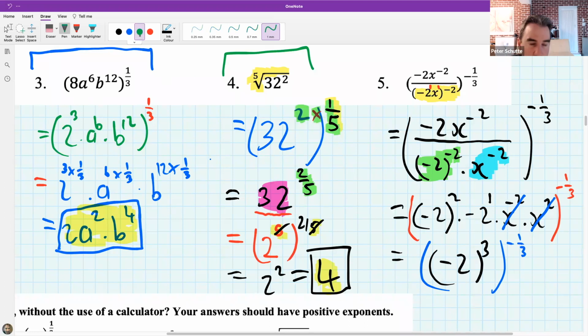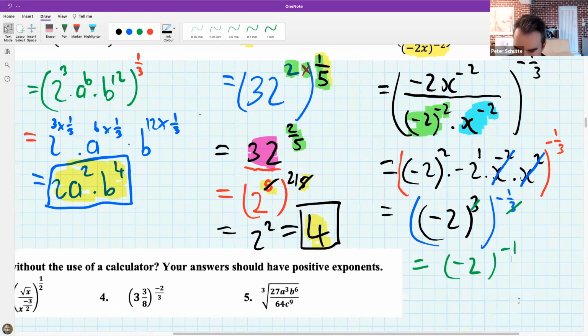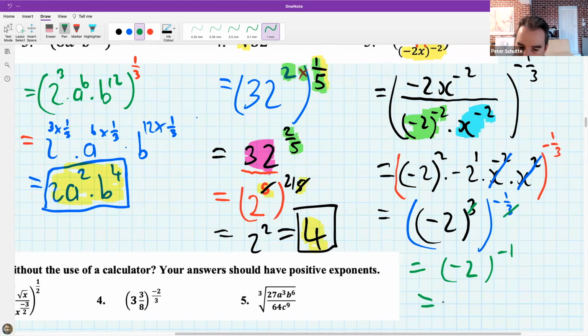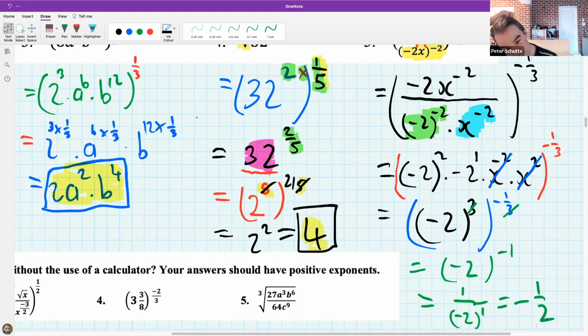Now, I'm going to multiply the 3 by the -1/3. And I'm going to get -2 to the power of -1. And then the last step is going to be to bring this below the line, and I get that. And so the correct answer is -1/2. That was actually a lot harder than I expected.